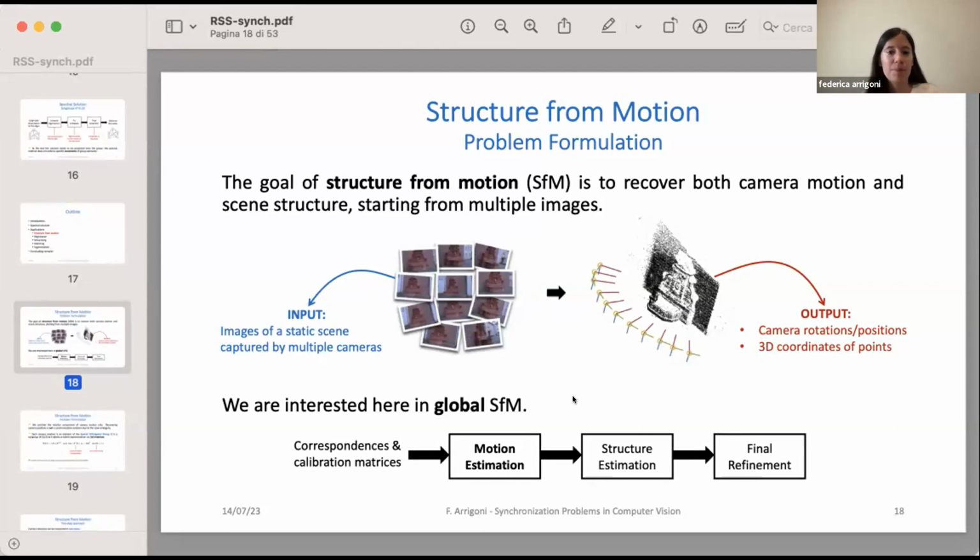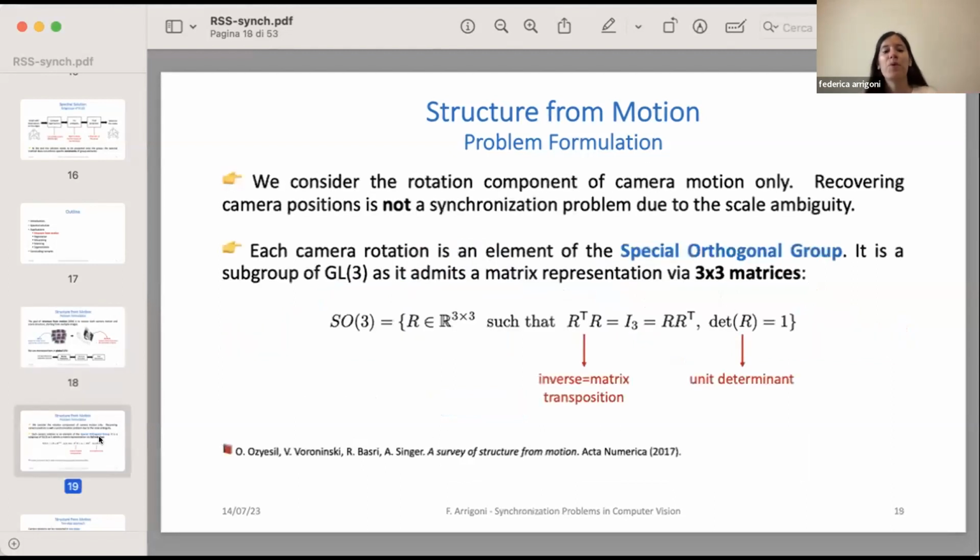There are many different approaches for structure from motion. Here we focus on a specific class of methods, which is called global structure from motion, which separates solving for camera motion and solving for scene structure. In particular, we focus on camera motion only here, and more specifically, we will consider only the rotation components of the cameras. The reason for this is that recovering camera positions cannot be viewed as a synchronization problem since we have a scale ambiguity.